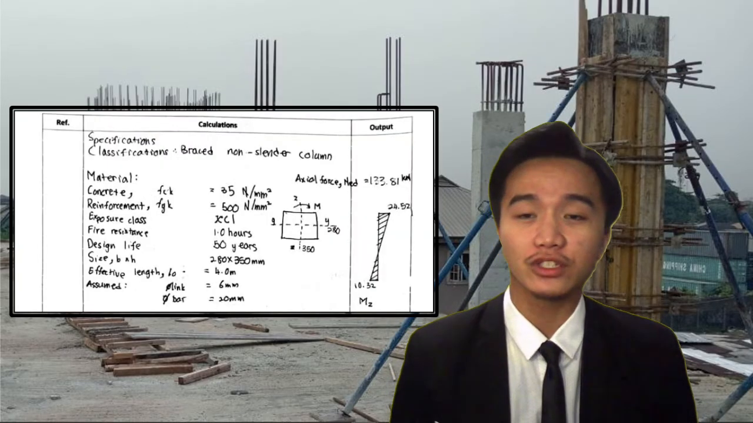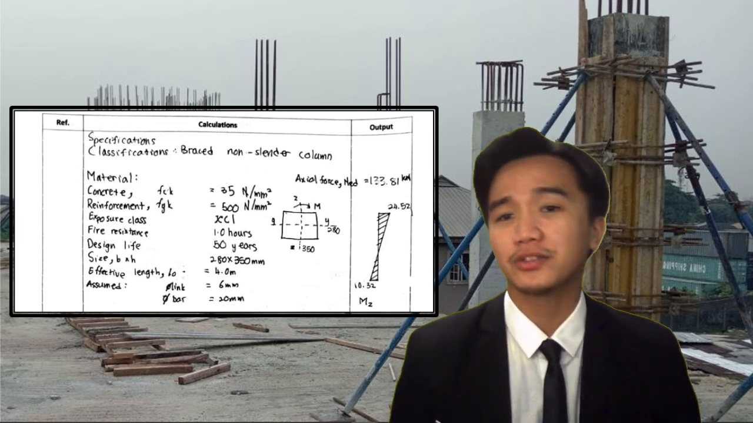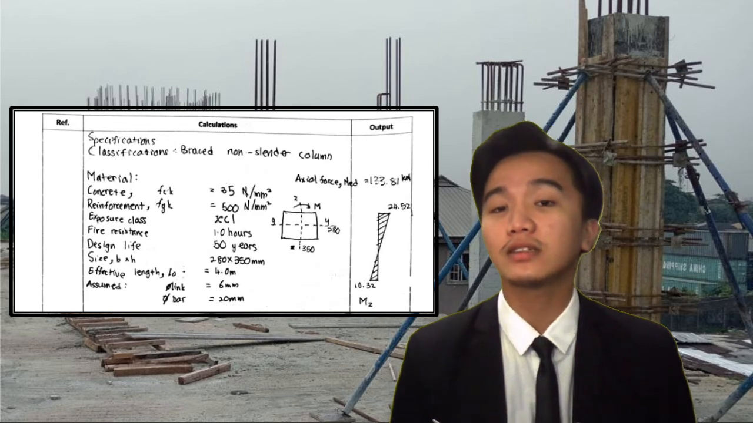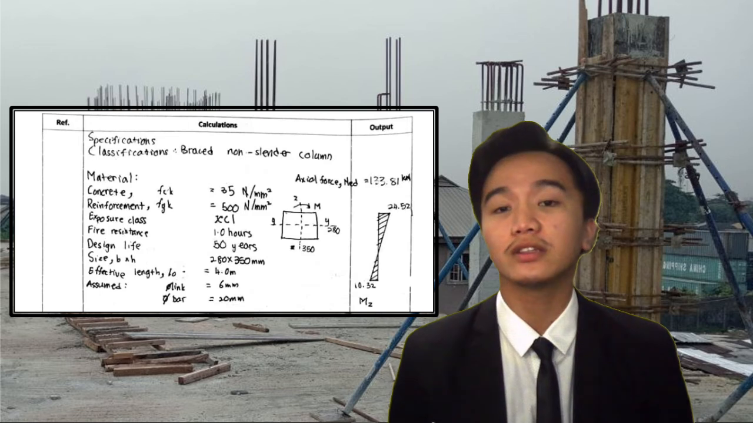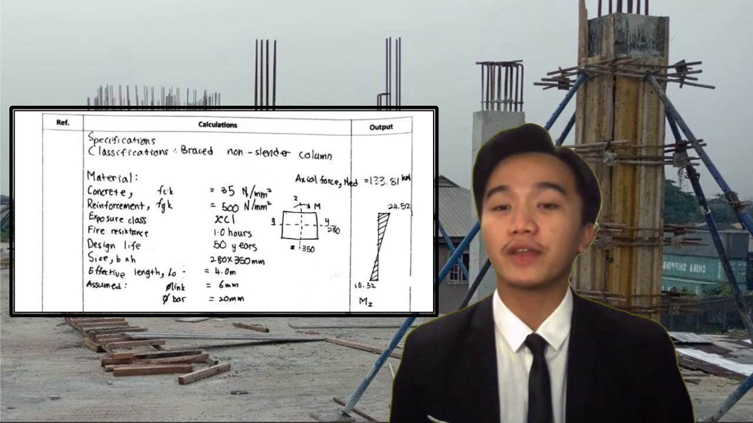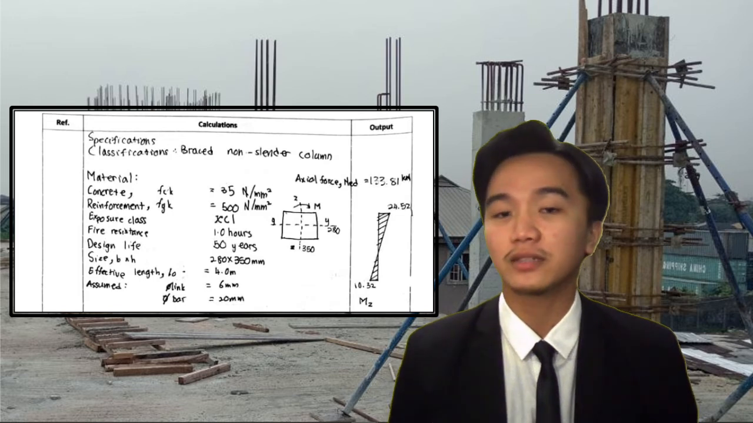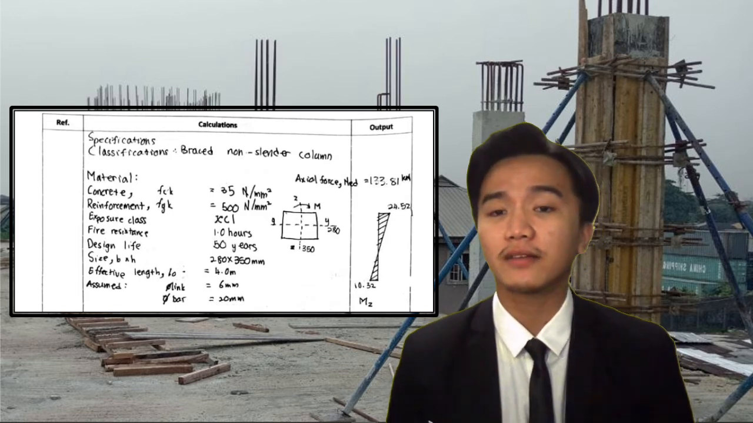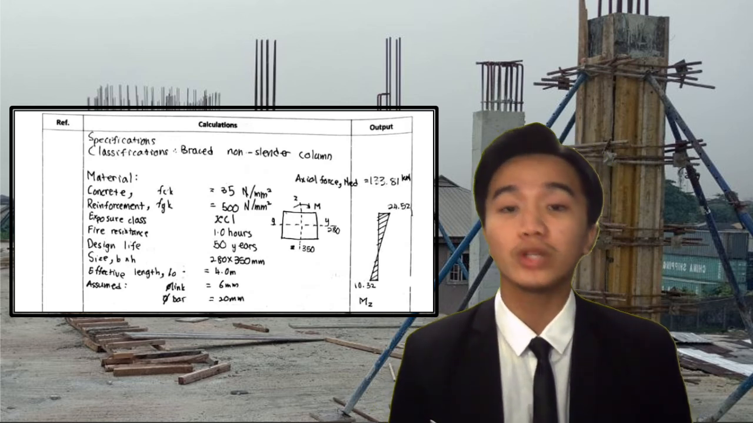And for our specification, the classification of this column is a braced non-slender column, and the material that we have used here is concrete 35 Newton per millimeter square, and for our reinforcement FYK is 500 Newton per millimeter square, and the exposure class is XC1, and for our fire resistance is 1 hour. Therefore, the design life is 50 years, and the size of our column is 280 times 350 mm, and the effective length, which is our LO, is 4 meter, and we assume that our link is 6 mm, and for our rebar is 20 mm.